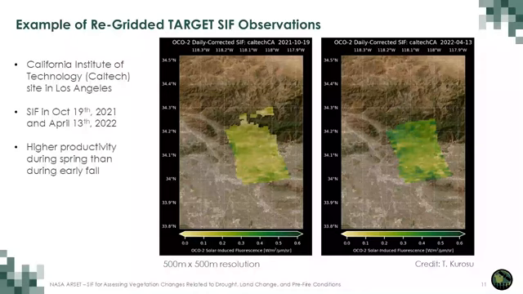And this is over the Caltech site in Los Angeles. On the left is the SIF value in October 2019, while the right shows the SIF value in April 2022. For California, in October, we have very little water available, so the productivity is very low, shown here as low SIF values, while during the spring, we have much more water available, so that has higher productivity, shown here as higher SIF values.